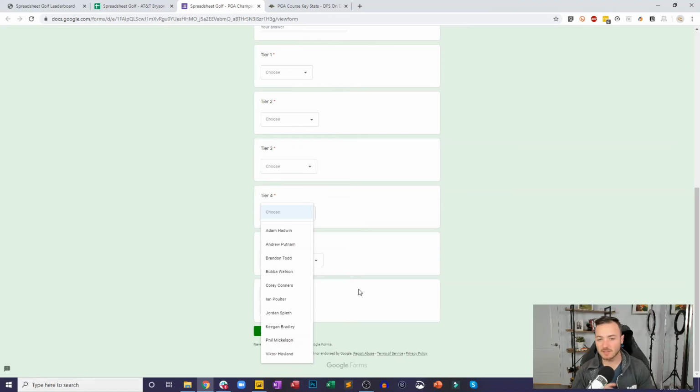Victor Hovland's in this tier. Bubba's in this tier. Brendan Todd is in this tier. Adam Hadwin, who was in the winning lineup last week, is in this tier. So this is a pretty stacked entry that we have for this week.